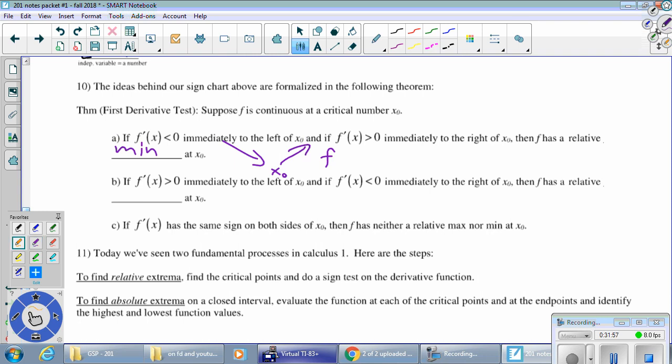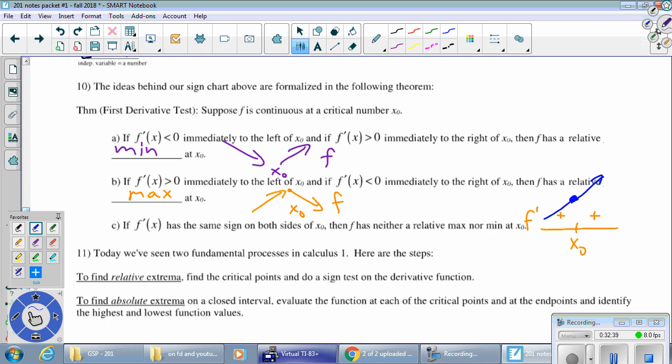Okay, other side, if f prime is positive to the left, that means that f is increasing, and negative to the right, that means f is decreasing. Then what's going on right there? That then f must have a relative max at x0. And then finally, if f prime has the same sign on both sides of x0, then f has neither a relative max nor a min. So for example, if your sign chart for f prime had a positive and a positive, that would mean that f was increasing to the left and then flat for just a second and then increasing again. So that means this point right here is neither a max nor a min.